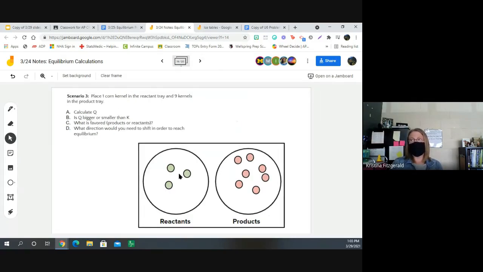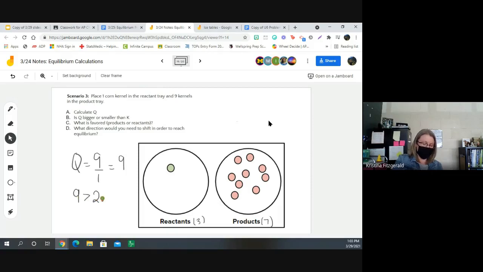So let's look at another scenario. If you have 1 kernel on the reactant side and 9 in the product tray, so if you're sorting beans, I'm going to set it up this way. So keeping in mind equilibrium, life's all about balance. Our happy place is 3 and 7, but right now I'm 1 and 9. So Q is going to be 9 over 1, products over reactants. That's 9. 9 is a whole lot bigger than my equilibrium number. So in this case, my moment in time, Q is bigger than K.